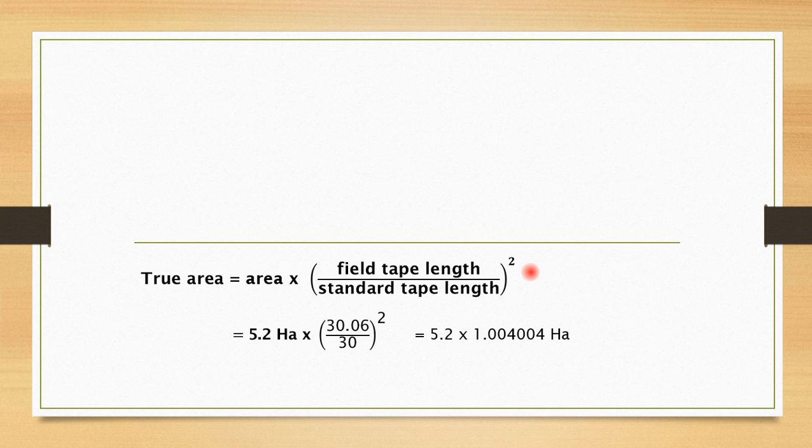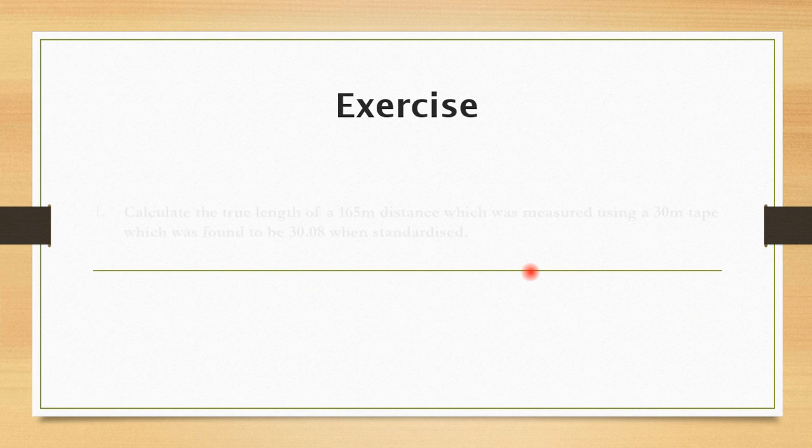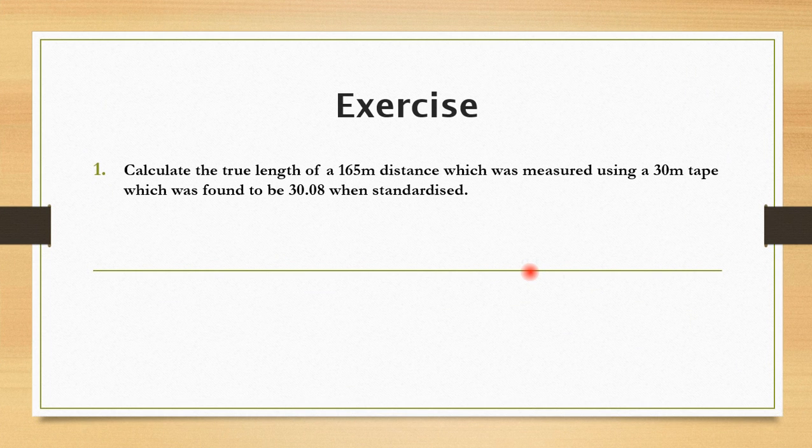Substituting the values that we've been given in the question into the equation, we have 5.2 hectares times 30.06 divided by 30, then square the quotient. We will have the answer 5.2 times 1.004004 hectares, and the final answer in that case is 5.22 hectares, if we correct the answer to the nearest two decimal places.